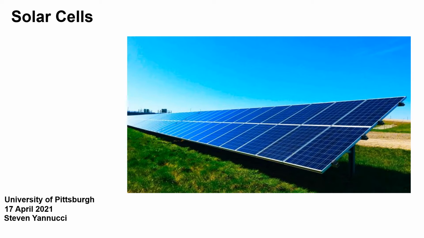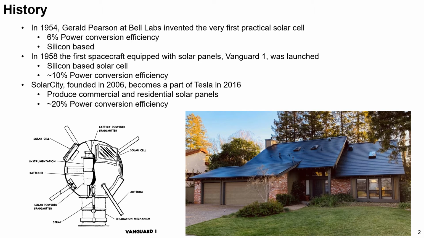My name is Steven, and today I'm going to be talking to you guys about how solar cells and solar panels work. First, I'm going to talk a little bit of history about solar panels. So in 1954, Gerald Pearson at Bell Labs invented the very first practical solar cell. This solar cell had a 6% power conversion efficiency, and it was silicon-based.